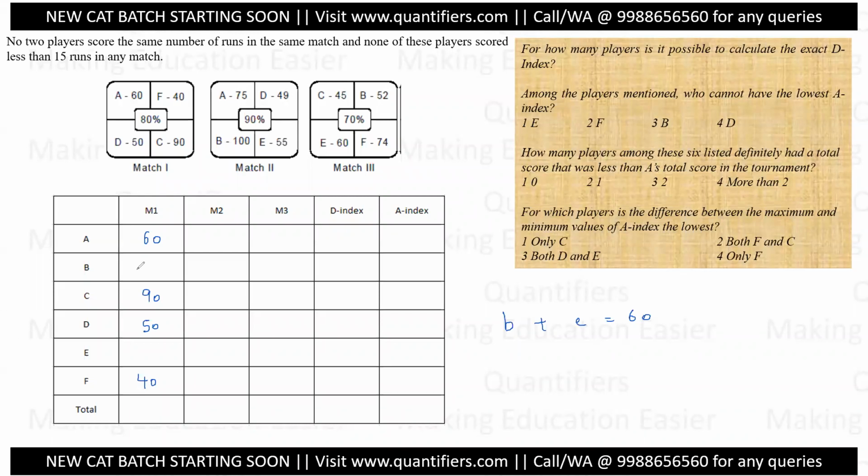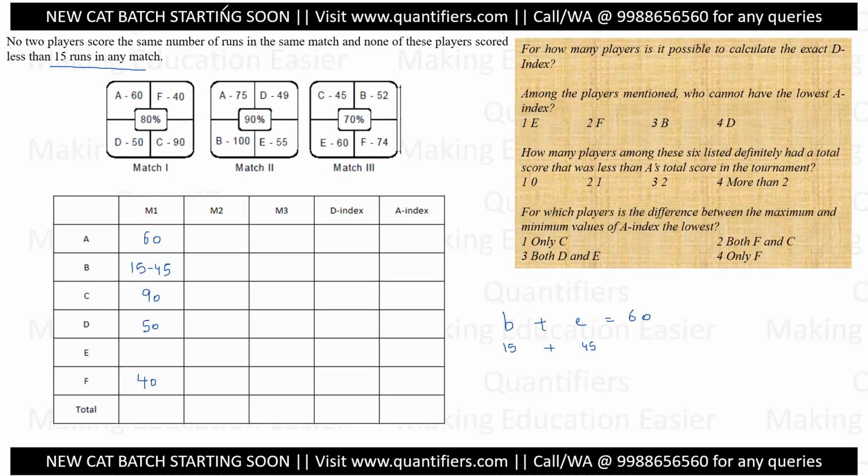Can anyone tell me what will be the range of their scores? Anyone? Perfect. The range of their score will be 15 to 45. Very well. It will not be 15 to 60. It will be 15 to 45. I know this for a fact that a player is scoring a minimum of 15 runs. It is given to me that a player is scoring a minimum of 15 scores. So even if B is scoring the minimum of 15, E must be scoring 45 in order to compensate.